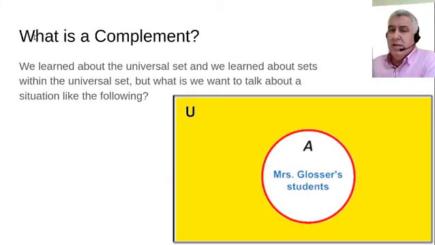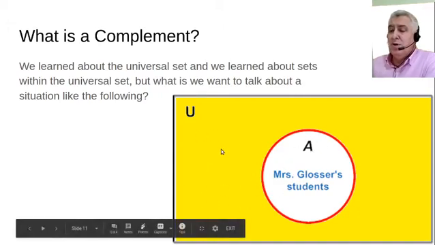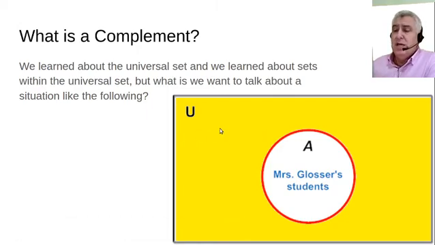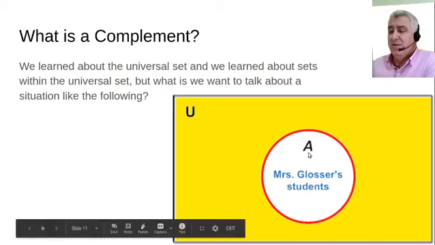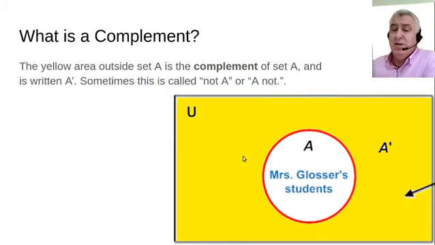Our next topic is a complement. What is a complement? We learned about the universal set last time, and we learned about sets within the universal set. But what if we want to talk about a situation like this, where we really want to know about the yellow? We can't say it's the universal set because we don't want the set A, and we can't say it's set A because none of set A is in there. So what do we do? We have a special notation that we use, and we call it the complement.